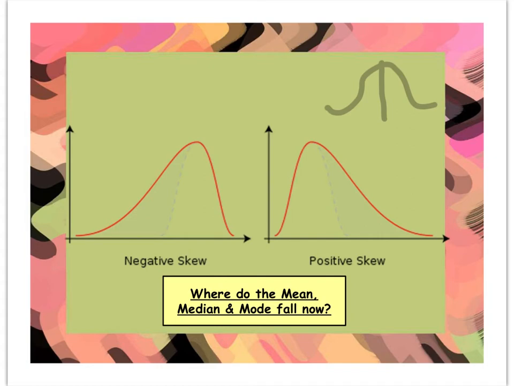So if you look at, in the case of, let's say, a positive skew, I have to erase that thing. This just looks absurd. Let me get rid of that. Sorry. There you go.